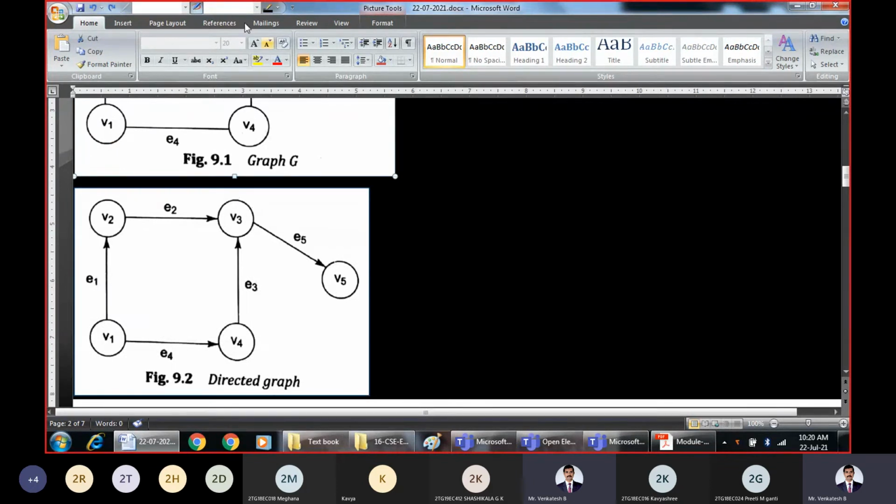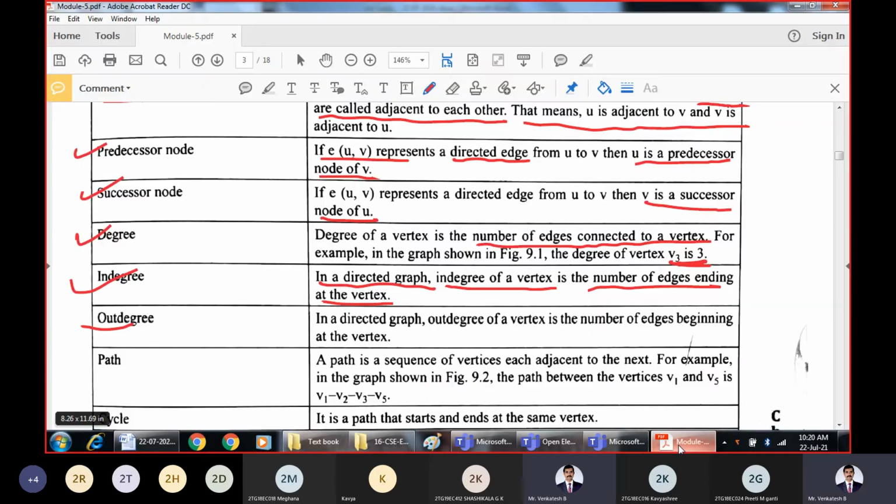For example, the out degree of V3. How many edges are starting from V3? That is 1. The out degree of V4 is also 1, because only one edge is starting from V4. From V4 one edge is going out. Its out degree is 1 and its in degree is also 1. That is one simple notation term: in degree and out degree.